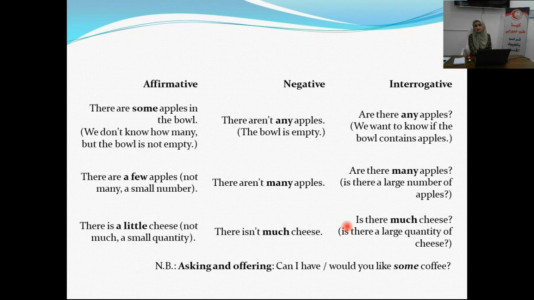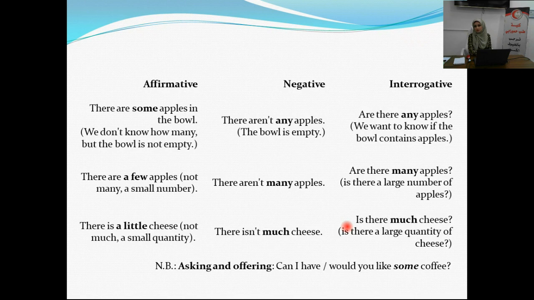The last example is, there is a little cheese. So a little here is used with an affirmative sentence with non-countable nouns. We are going to change it when we want to make a negative sentence by saying, there is not many, or sorry, there is not much cheese here. The same way with the interrogative sentence, is there much cheese?